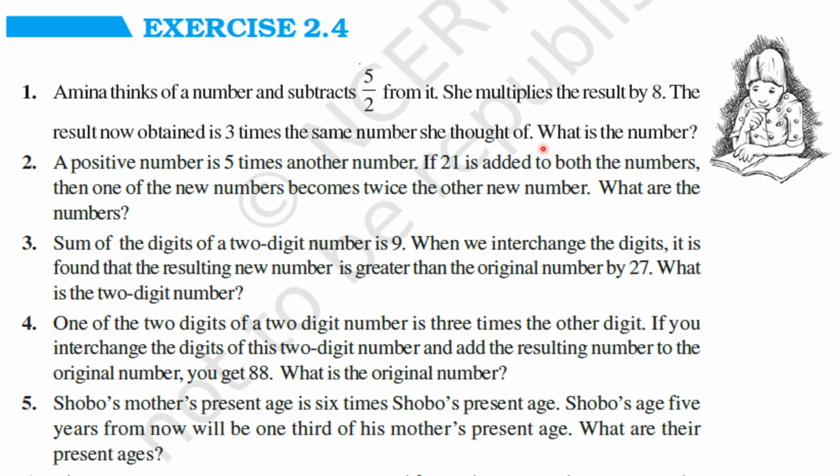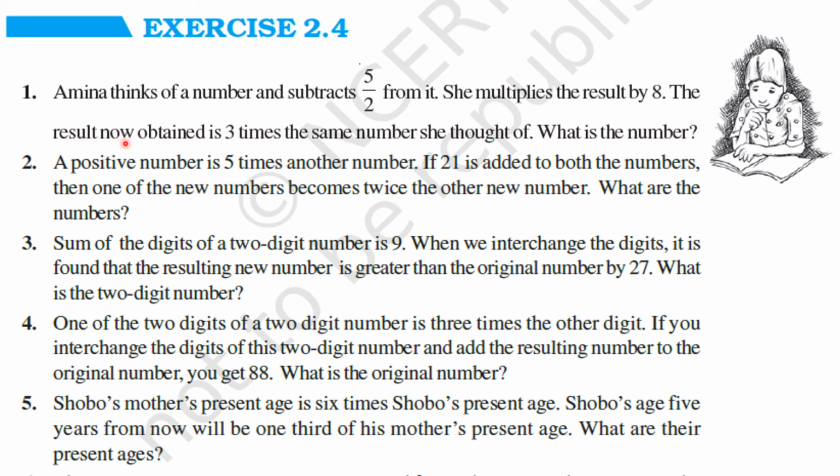Now just follow the statements and form the equation. First it is saying a number which is x and subtracts 5 by 2 from it. It becomes x minus 5 by 2 in brackets. Now we have x minus 5 by 2. Kindly keep it with you. Now it is saying she multiplies the result by 8. That means she is doing 8 into bracket x minus 5 by 2. That's it. Now read further.